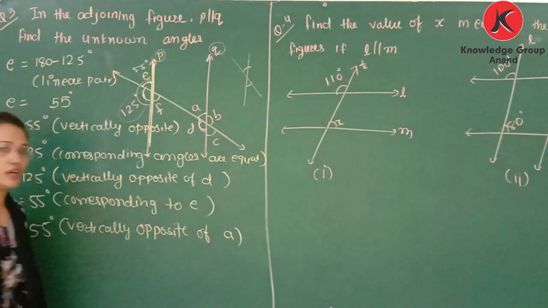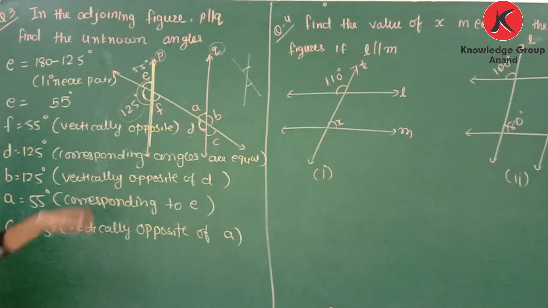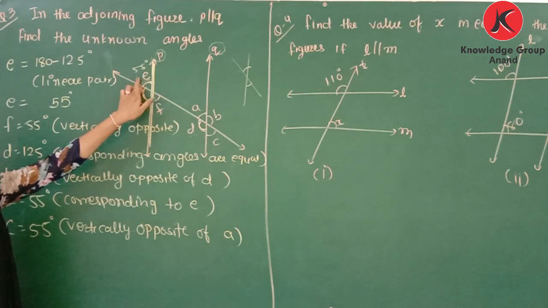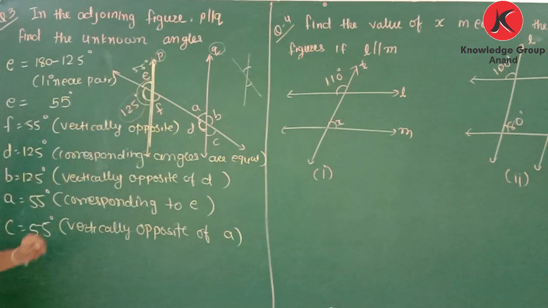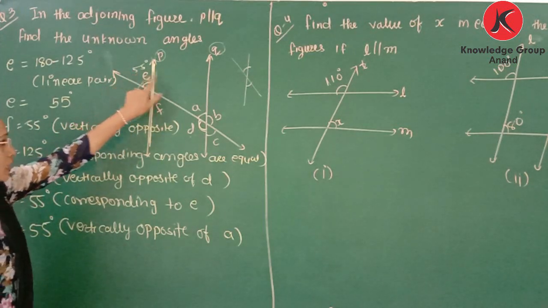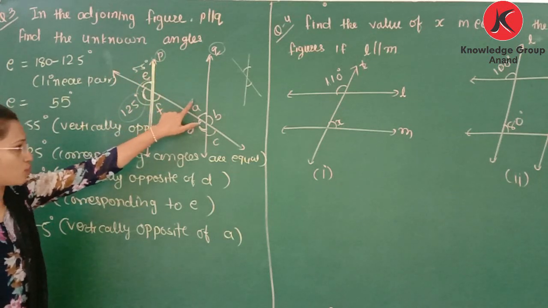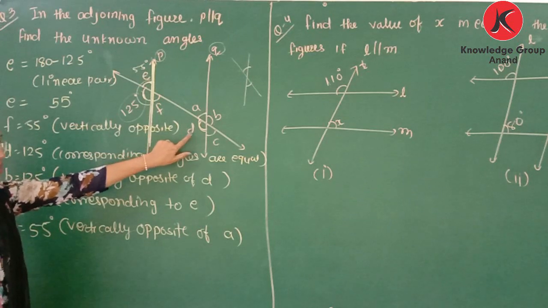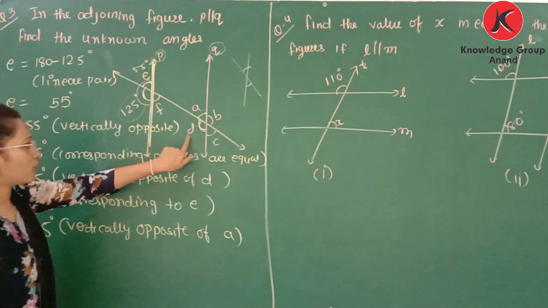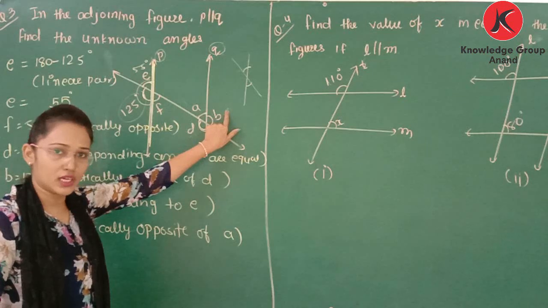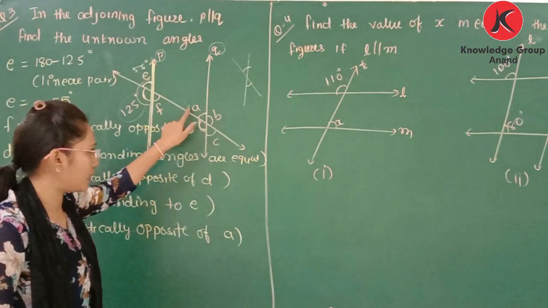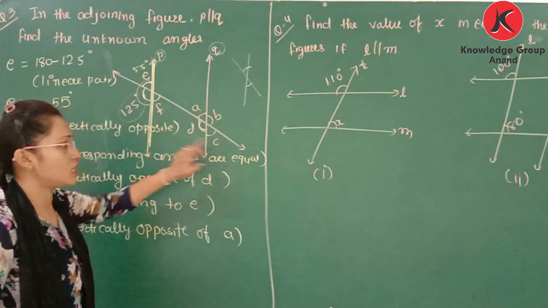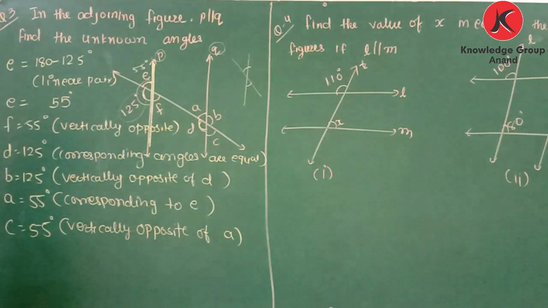Clear? So let's revise again. 125 and E are a linear pair. So E is equal to 180 minus 125, we will get 55. Now E and A are corresponding, so A is also 55. And 125 and D are corresponding, so D is also 125. Now B is vertically opposite to D, so it is 125. And A and C are vertically opposite, so if A is 55, C is also 55.